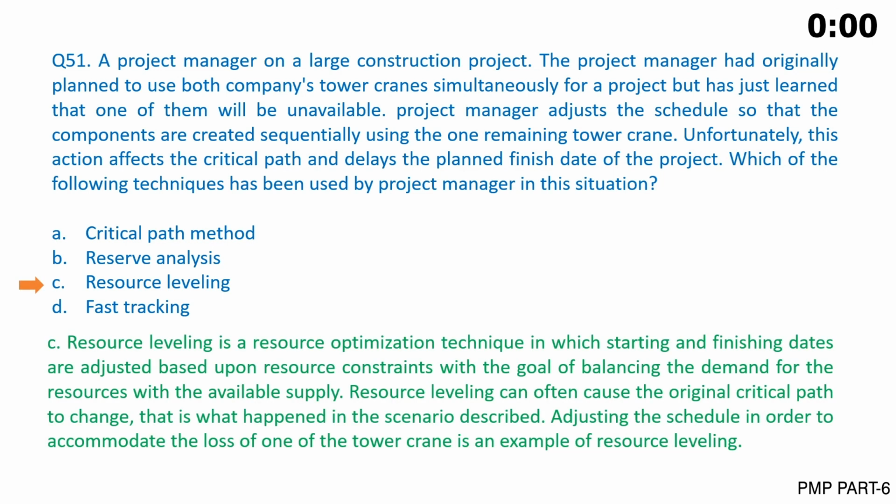The answer is C. Resource leveling is a resource optimization technique in which starting and finishing dates are adjusted based upon resource constraints with the goal of balancing the demand for the resources with the available supply. Resource leveling can often cause the original critical path to change, that is what happened in the scenario described. Adjusting the schedule in order to accommodate the loss of one of the tower cranes is an example of resource leveling.